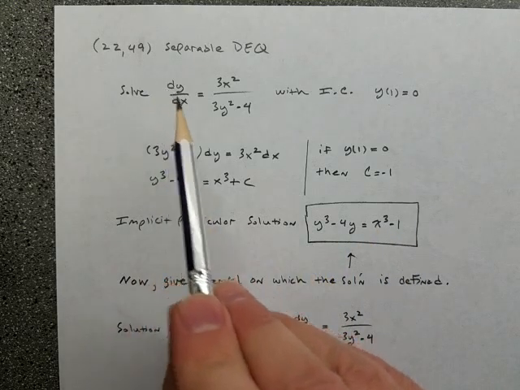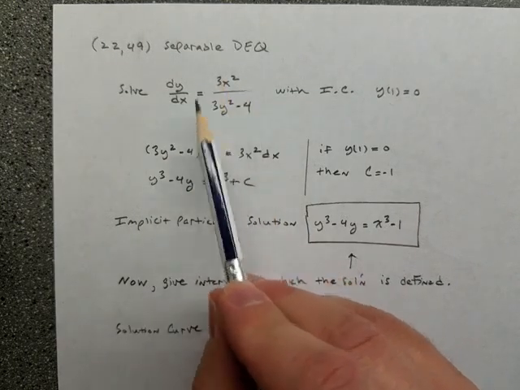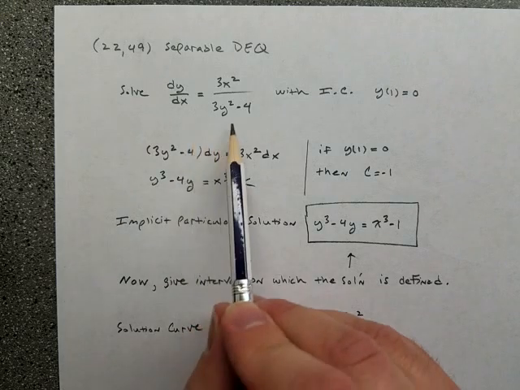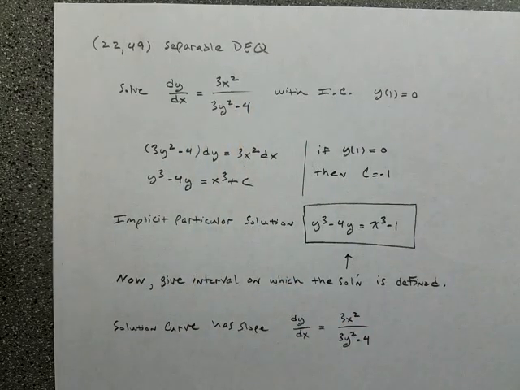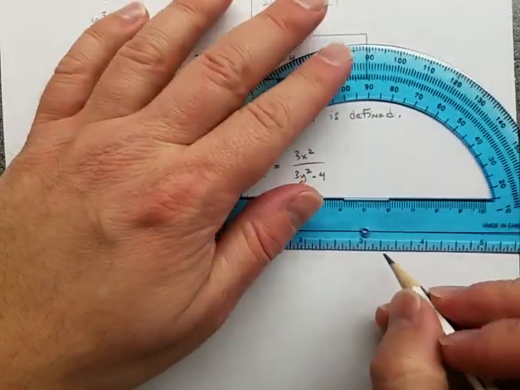Now, this original differential equation expressed something about the slope of this implicit particular solution. It says dy/dx has to be like so. What would it take for that expression to be undefined? Well, whenever, I suppose, 3y squared minus 4 is equal to 0. Okay, so let's do this.